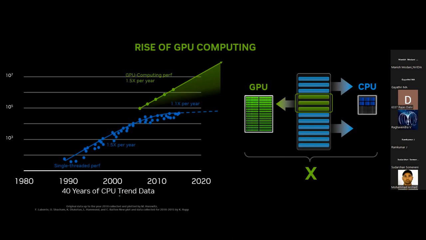And that is across the domain. And by around the 2025 timeframe, we are expecting to be 1000x better than CPU-only workloads, right? The right side picture shows how the GPU and CPU work.